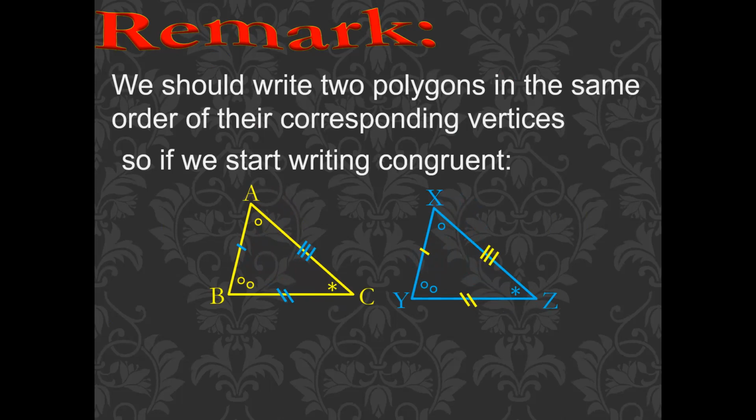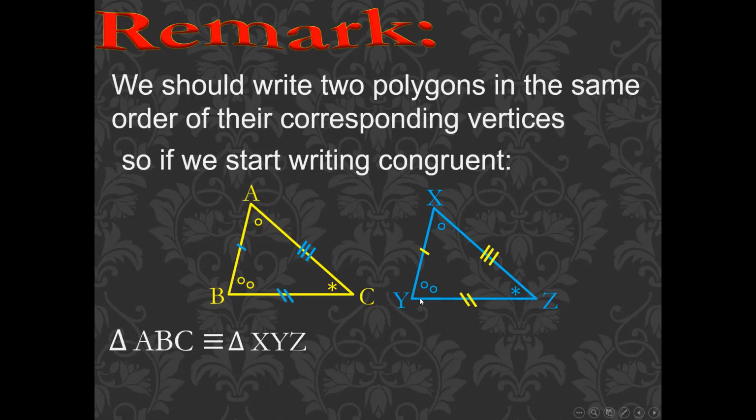To find the corresponding parts, write the two polygons in the same order of their corresponding vertices, B, A, C. So the next polygon will be Y, X, Z. If we start from C, the polygon will be C, A, B, so the other polygon will also be Z, X, Y.